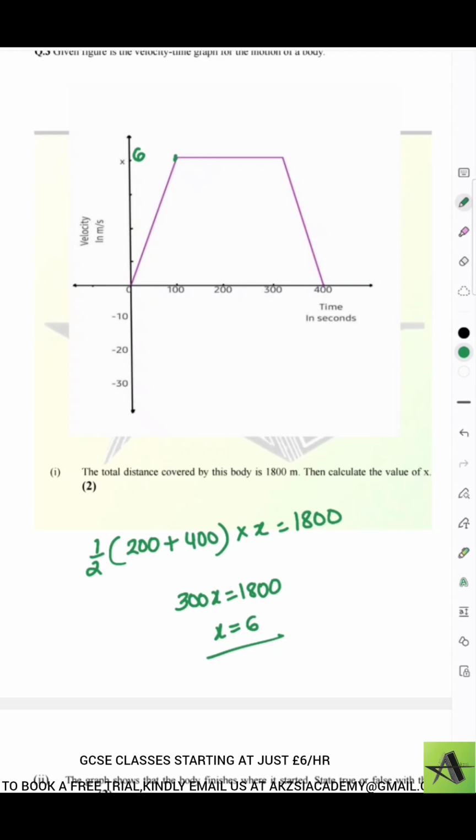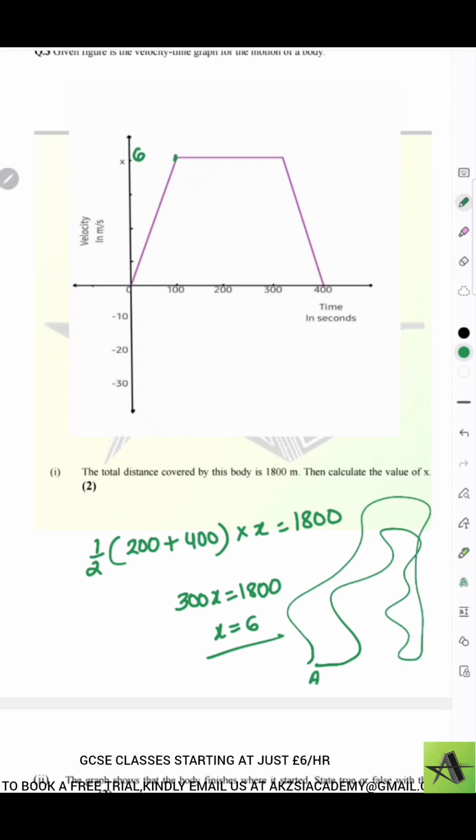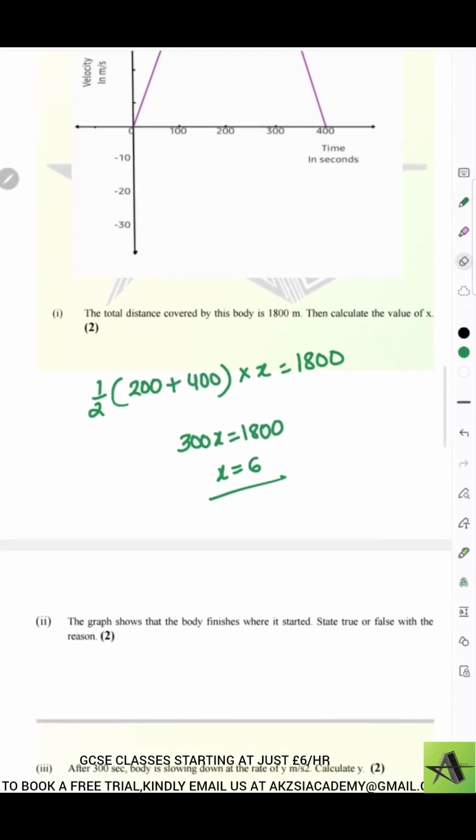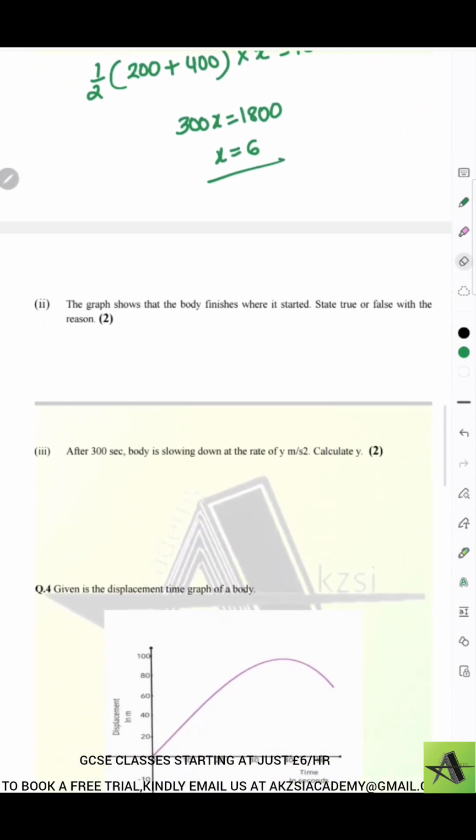Displacement is, suppose I've started at A and done this whole journey and come back to the same position, B. So what's the shortest distance between A and B? It's just a point. That means displacement is 0. So if it says that you have to prove that the body starts and finishes at the same point, in that case displacement should be 0, which is not the case here.